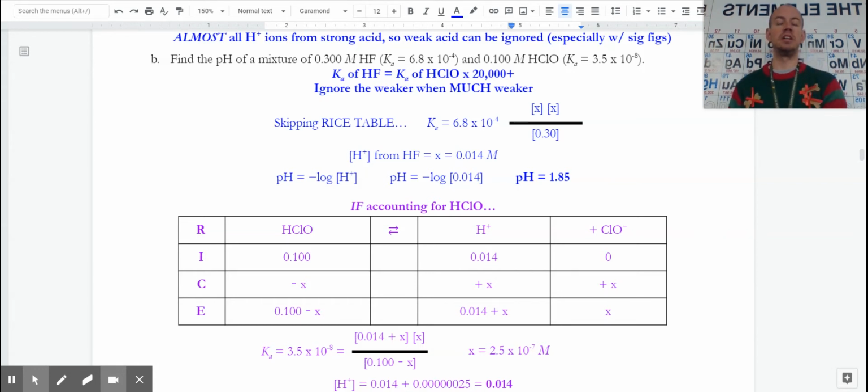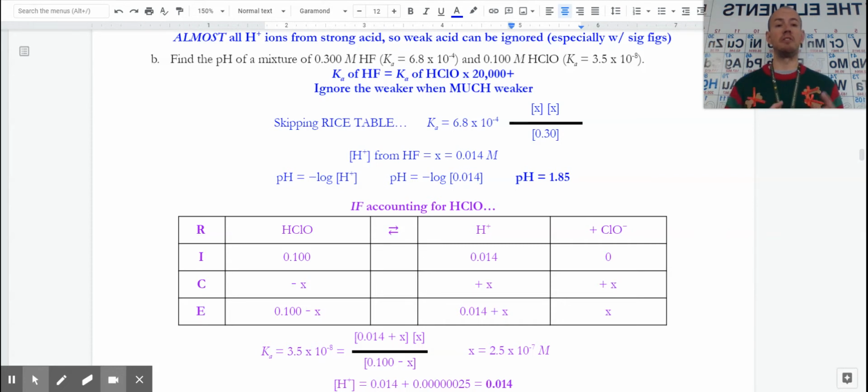That's important, but the more important fact here is our Ka is 0.0006 versus 0.0000003. That's over 20,000 times higher, or about 20,000 times higher. So in terms of ionization, it's going to be much more significant. So when we do our math, we focus only on the stronger one.